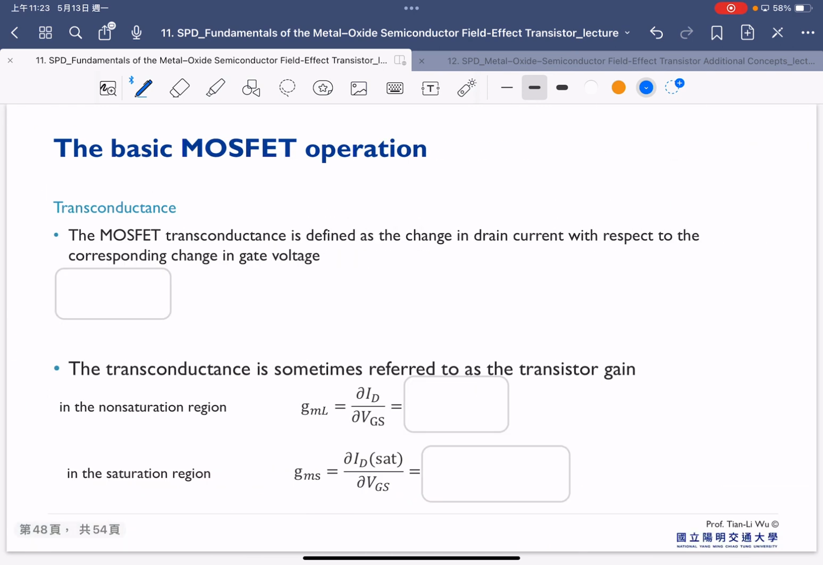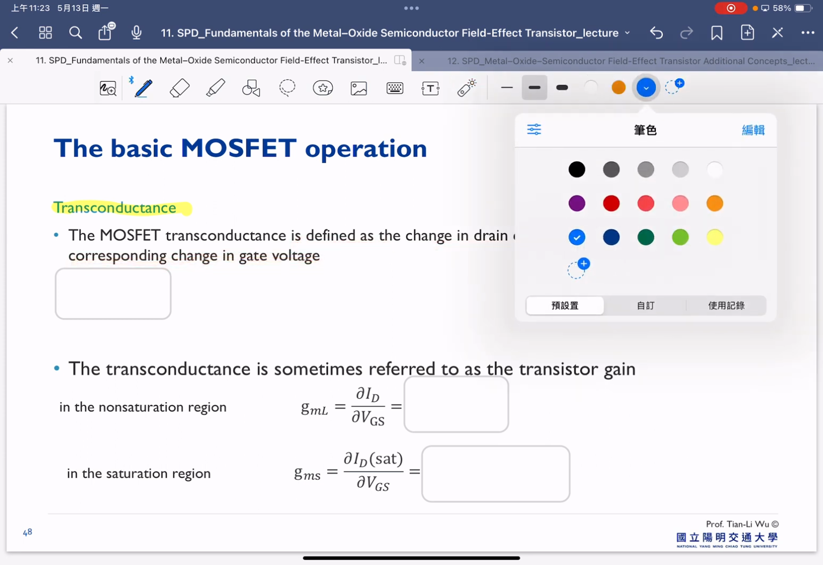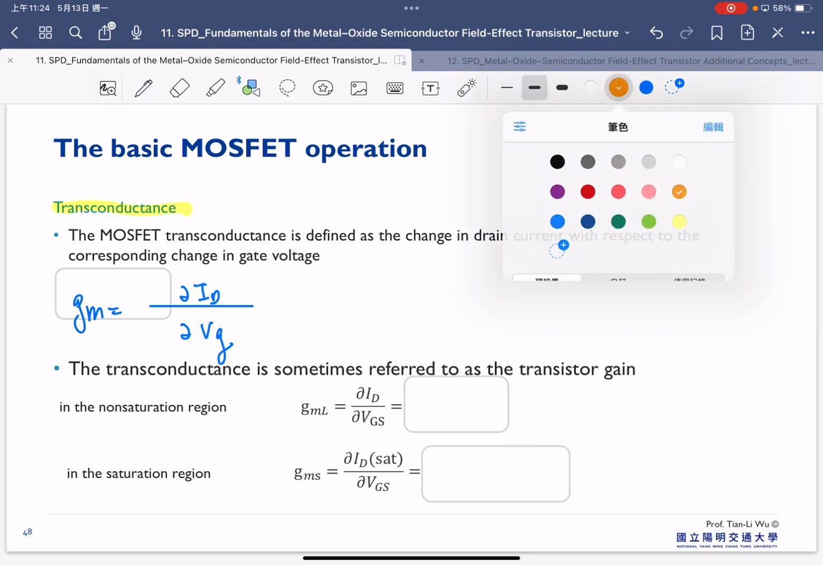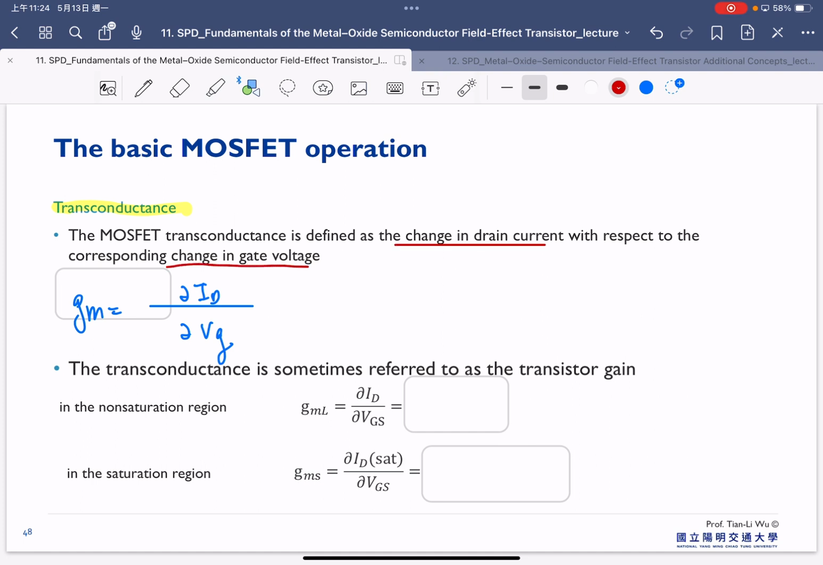Okay, so now we move to something else in the MOSFET. There is one very important parameter called transconductance. Transconductance is defined as the change in the drain current with respect to the corresponding change in the gate voltage. So the transconductance, Gm, is equal to the change in the drain current over the change in the gate voltage. This is the equation, the derivative of the drain current versus the gate voltage. So that's the definition of the transconductance.